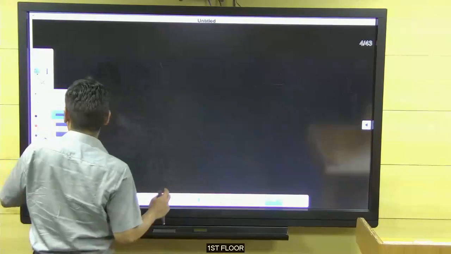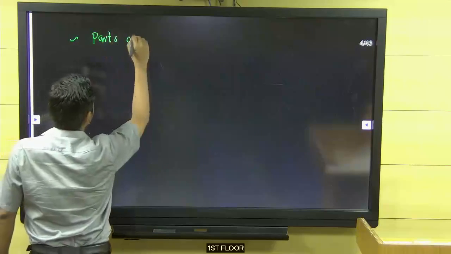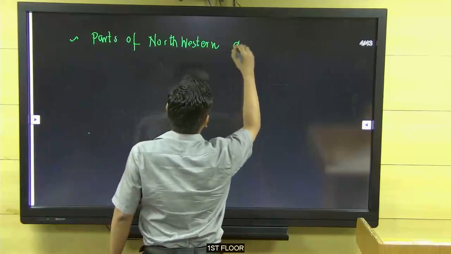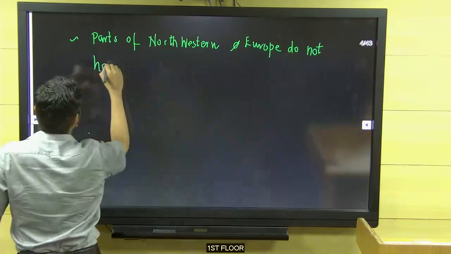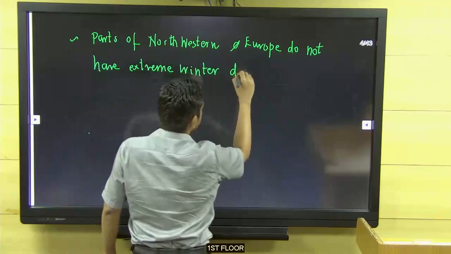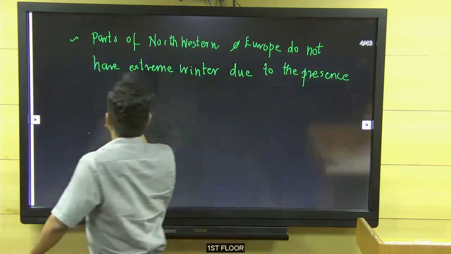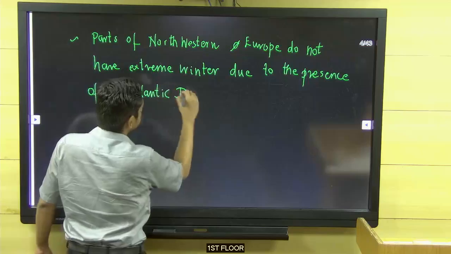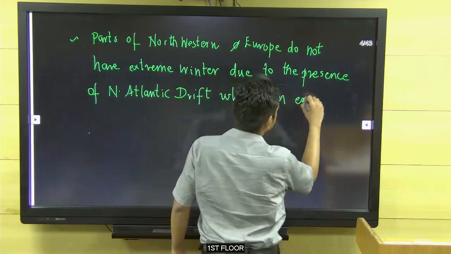Okay. So the parts of British climate, or parts of northwestern Europe, do not have an extreme winter, due to the presence of North Atlantic Drift, which is an extension of Gulf Stream.